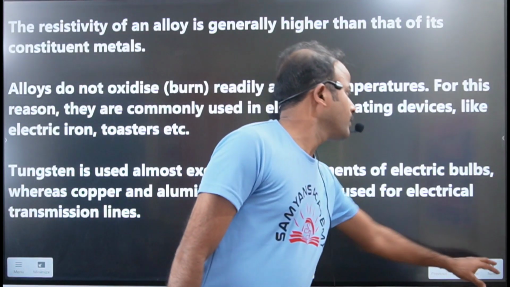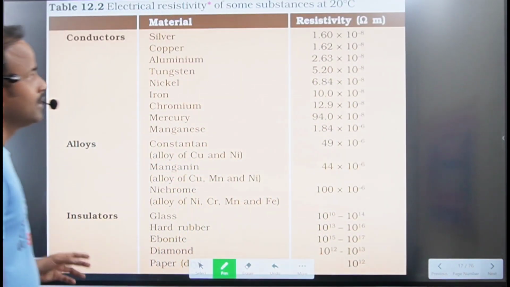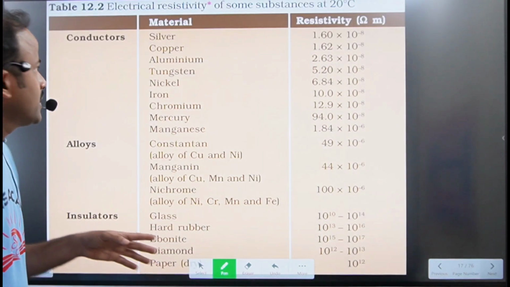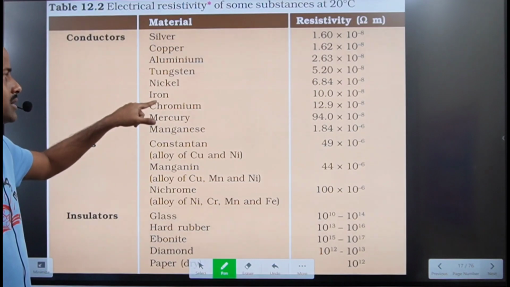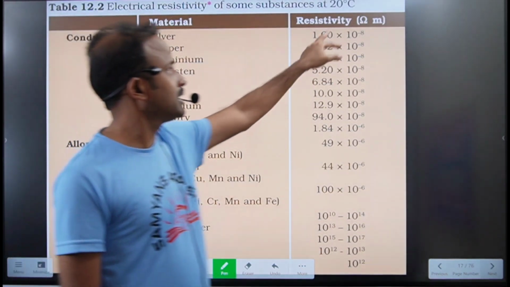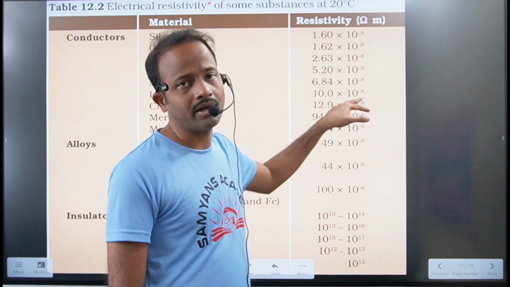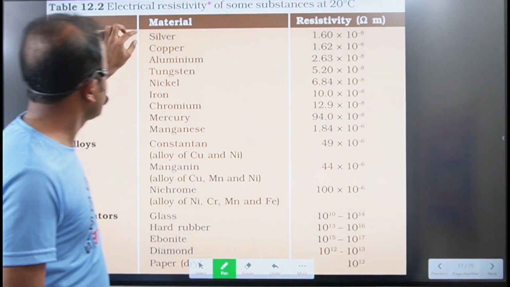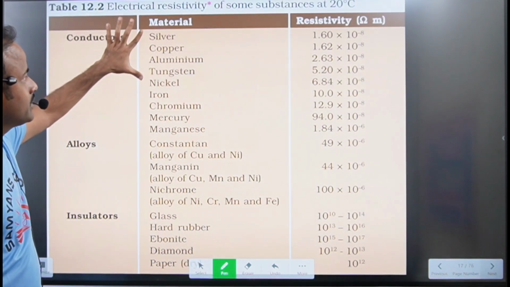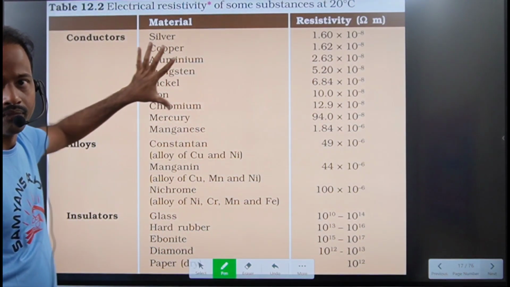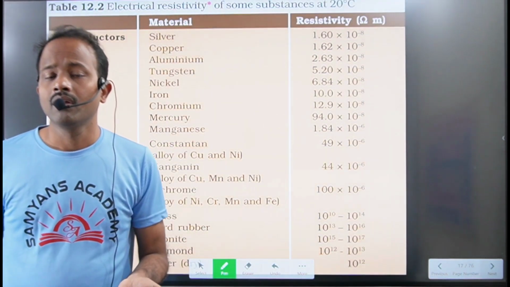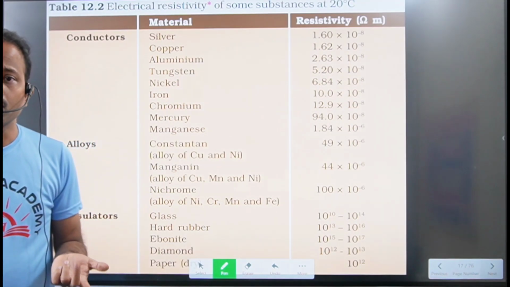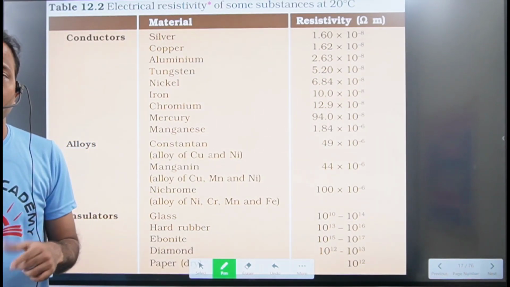Okay, now these are the resistivity values for the metals. These are the conductors: silver, copper, aluminum, tungsten, nickel, iron. The resistivity value is around 10 power minus 8 ohm meter. Now you see silver, copper, and how do you define which one is a good conductor? Good conductor ante enti?